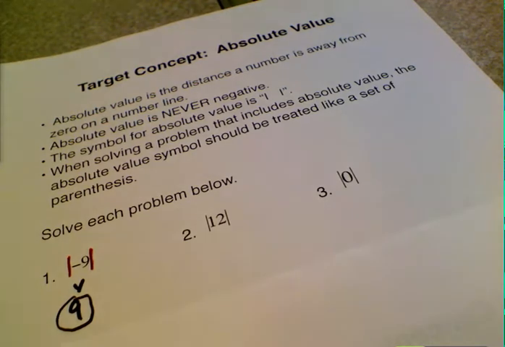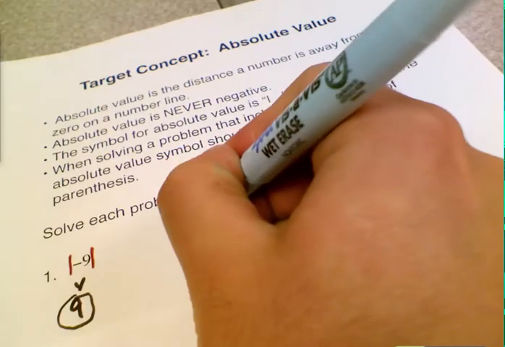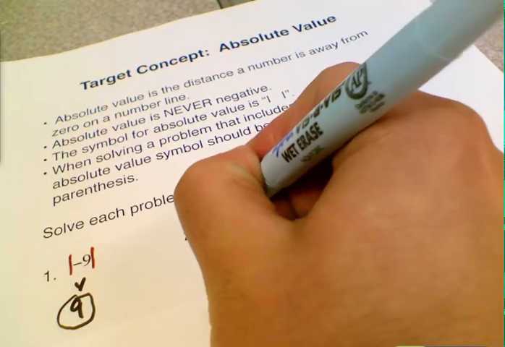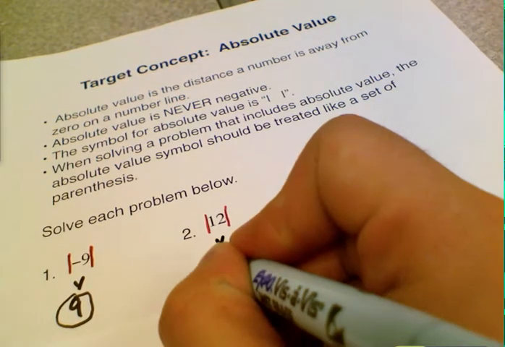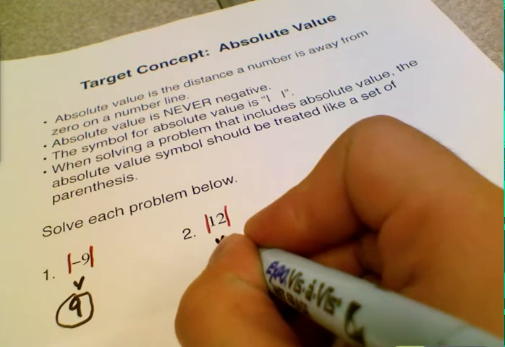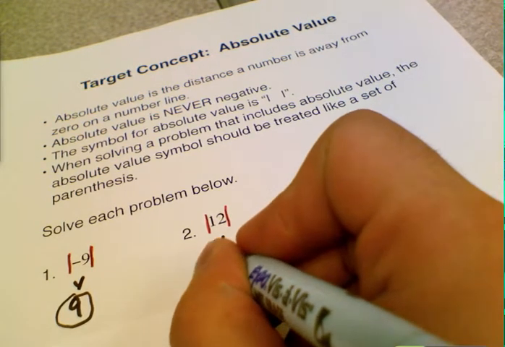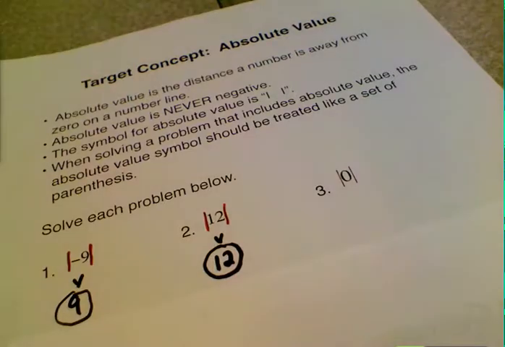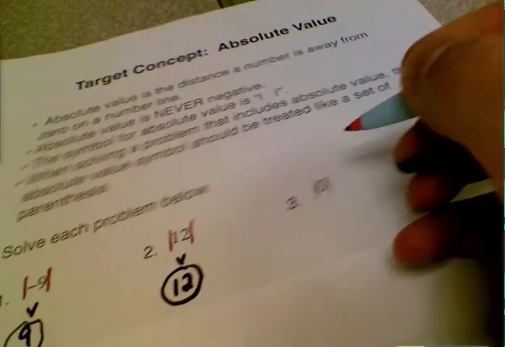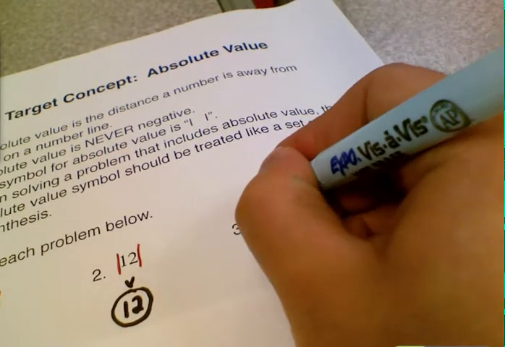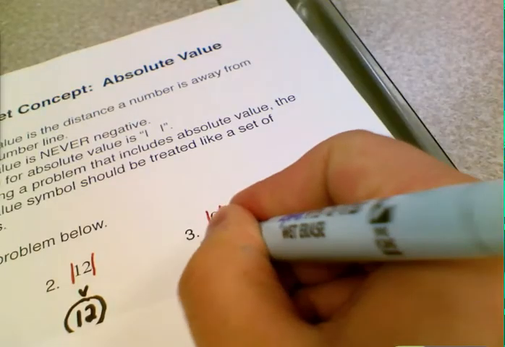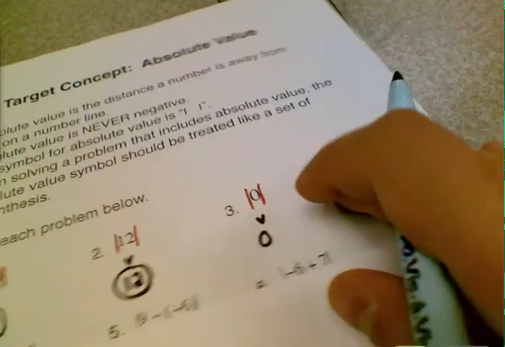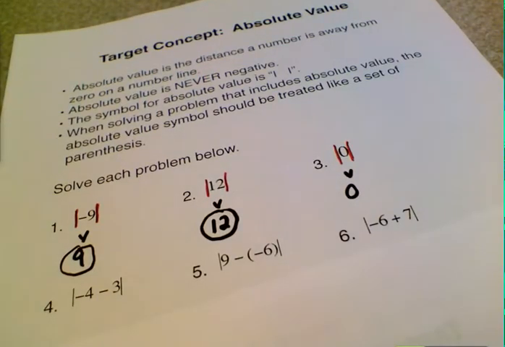All right, moving on here. Number 2, again, I'm just going to highlight my absolute value symbols here with orange. If I were just to ask you what's the absolute value of 12, you just tell me that it's 12. It's 12 units away from 0, or the distance away from 0. 12 then would be my answer. Absolute value of 0, well, that's just 0. So 0 is my answer. All right, so hopefully you picked up on those first 3 there.